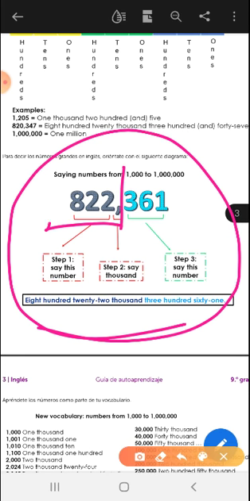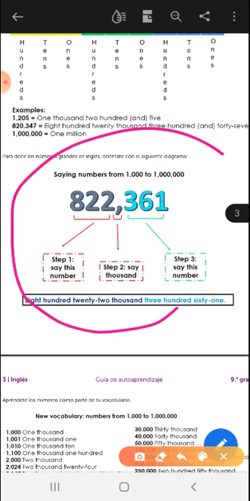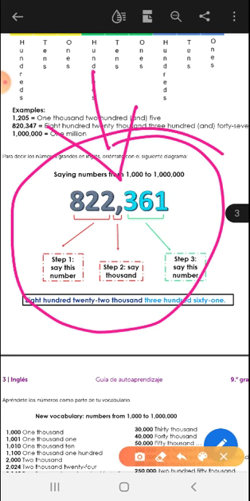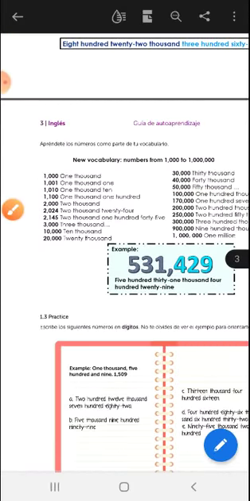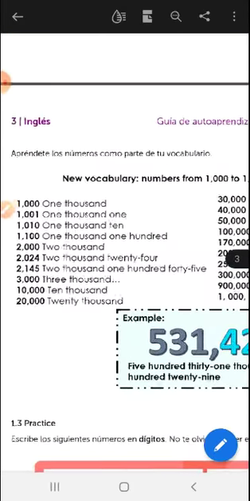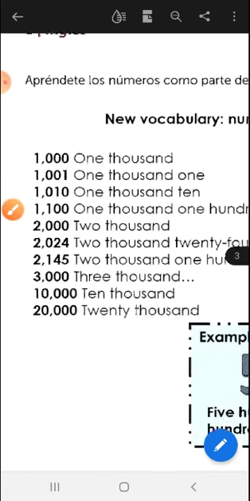Dices primero un number en la coma, dices thousand, y luego dices the rest of the number, okay? Personally, I believe this way is the easiest. Creo que esta manera es la más fácil. But you can decide which one you use, okay? Now, new vocabulary. Apréndete los números como parte de tu vocabulario. ¿Sí? Let's read.